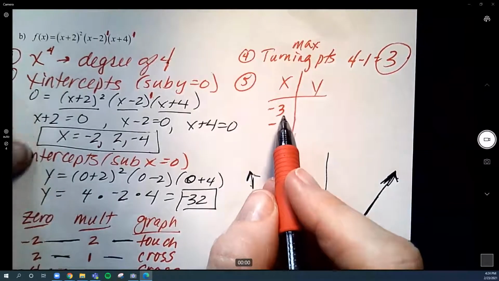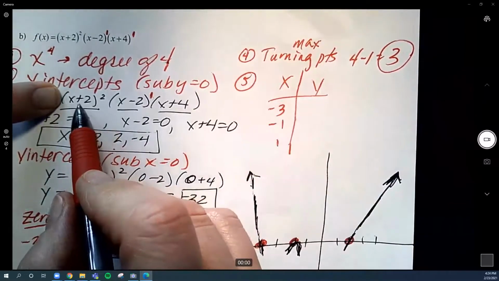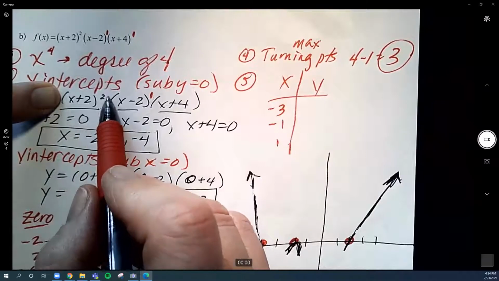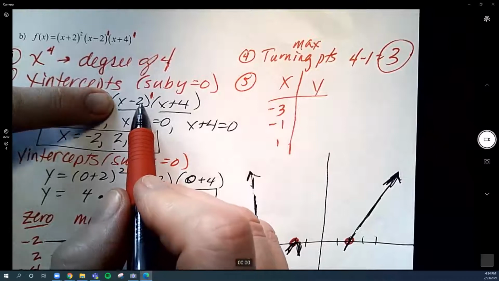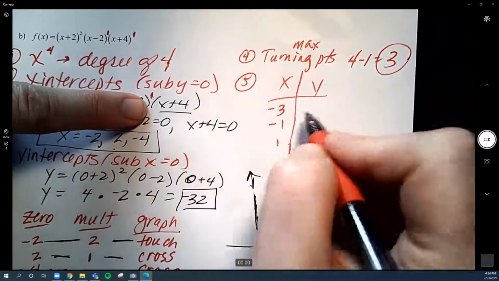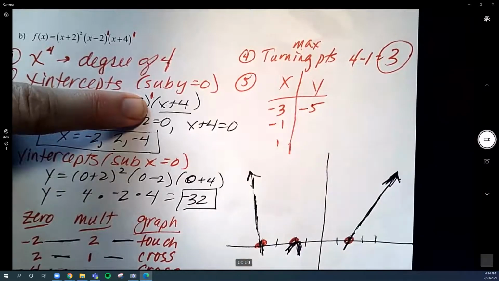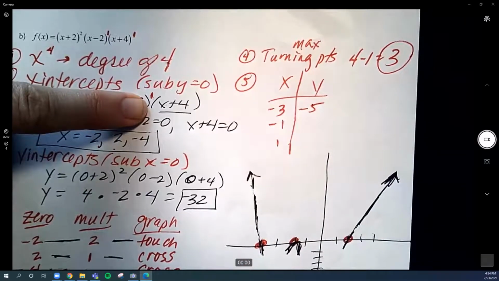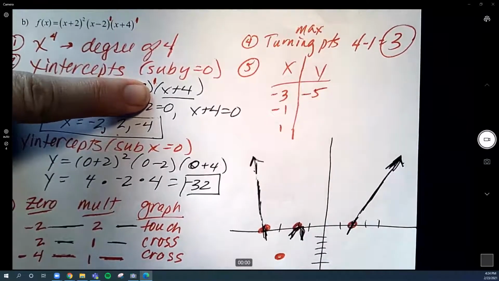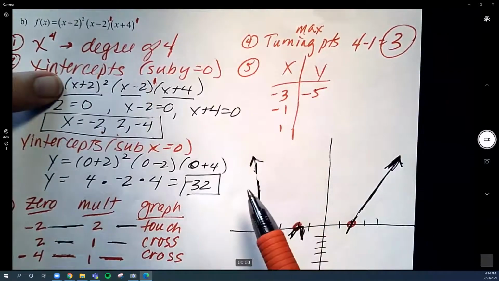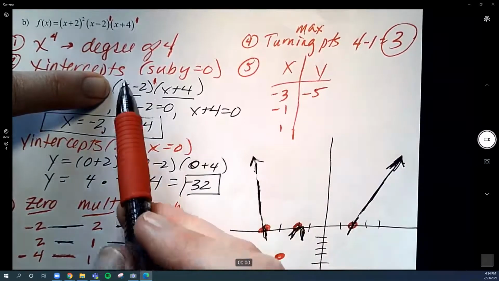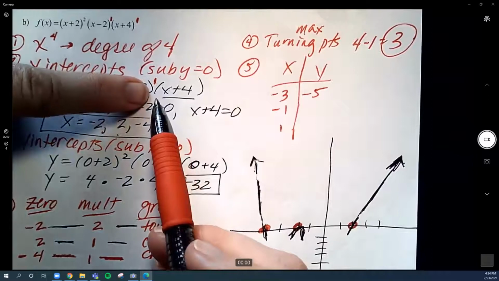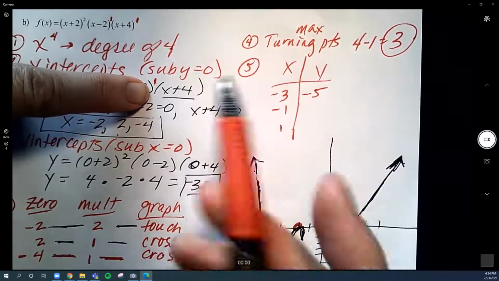If I plug -3 into this function right here, I get -3 plus 1, which is -1 squared, which is 1. -3 minus 2 is -5, so I have -5 times 1, which gives me -5. Then I'll have a point at -1, so I'll put that in. That gives me 1 squared, which is 1. -1 minus 2 is -3. And -3 times 3 is -9.